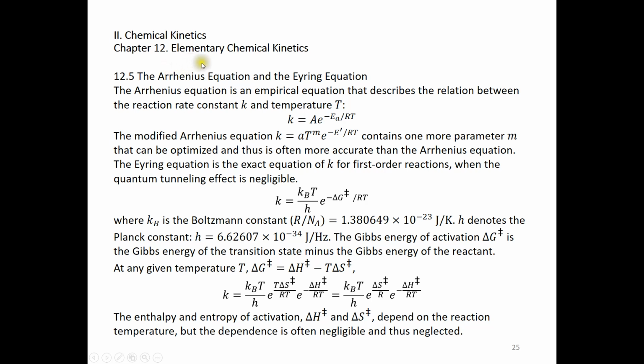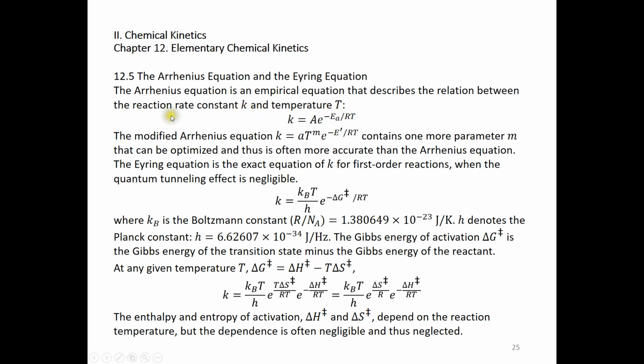Chapter 12, Elementary Chemical Kinetics, Section 12.5, the Arrhenius Equation and the Eyring Equation. The Arrhenius Equation is an empirical equation proposed by Arrhenius. This equation describes the relation between the reaction rate constant k and temperature T.